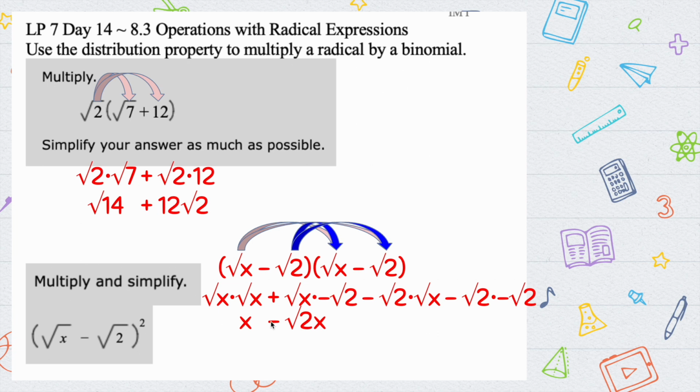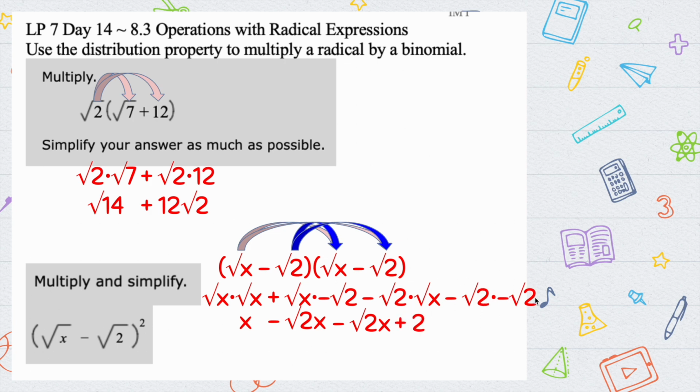But I have to make sure I bring that negative down because that negative is in front of the square root of 2. And then I have the same thing on this one. They're just flip-flopped, but it's the same thing. It's negative square root of 2 times square root of x. So I get negative square root of 2 times x. And then the very last one, I have 2 negatives, so it's going to make a positive. And square root 2 times square root 2, well, that's that same idea. If I multiply them by themselves, it's just going to cancel out the square root.